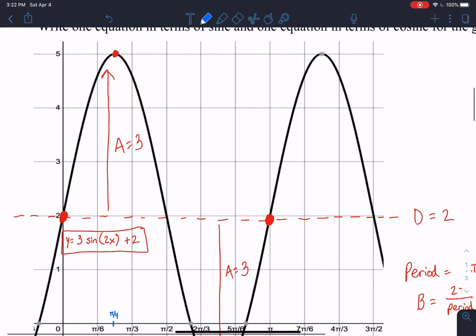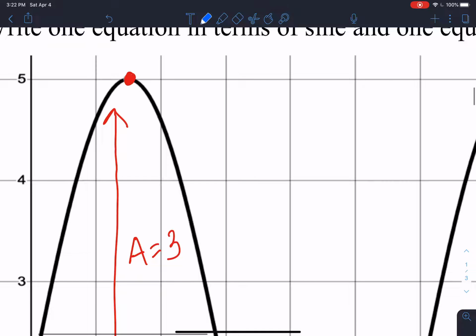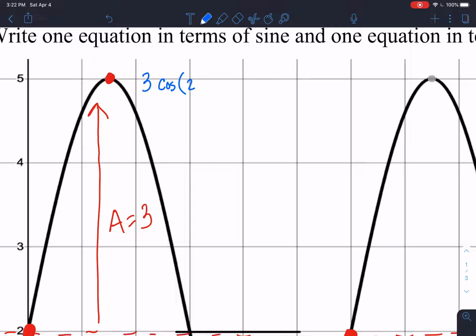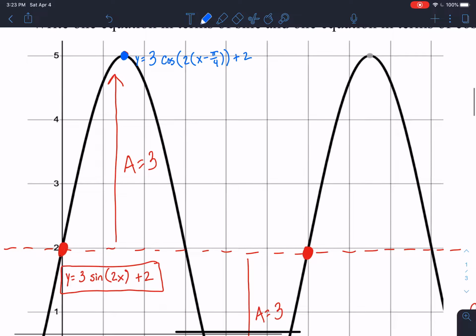Okay, so when I write my equation now, because it's a high point, it's going to be positive cosine. So it's going to be 3 cosine. Now my b value is still 2. That doesn't change. But now I have a shift to the right pi over 4. So it's going to be x minus pi over 4, like that. And then plus 2.